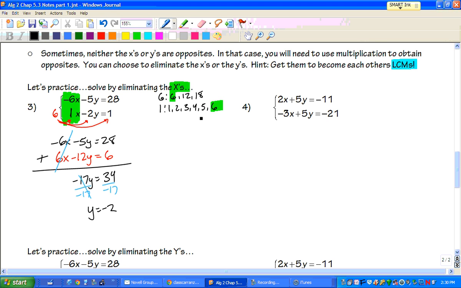Okay, so now we know that y is negative 2. We have to go back and plug in for x, to find out what x is. And you can use, remember, either one. I'm going to go with the bottom one, because it's just x minus 2 times negative 2 equals 1. Negative 2 times 2 is positive 4. And then subtract both sides by 4. X equals negative 3. So negative 3, negative 2 is the answer.